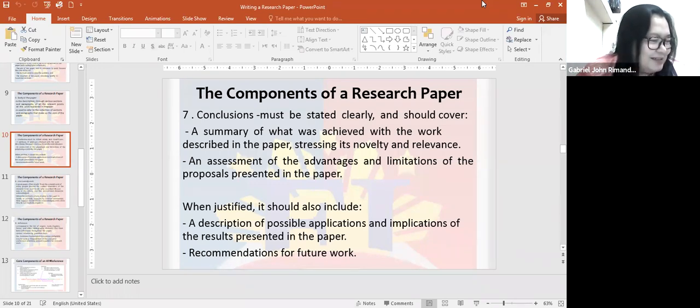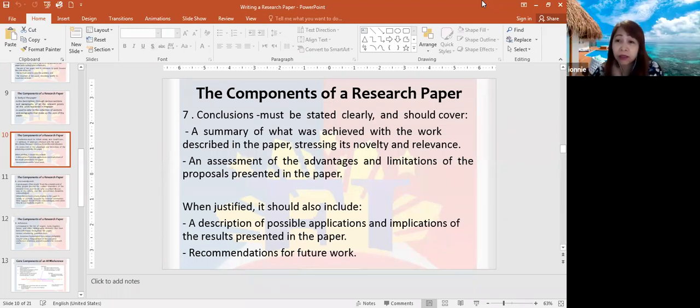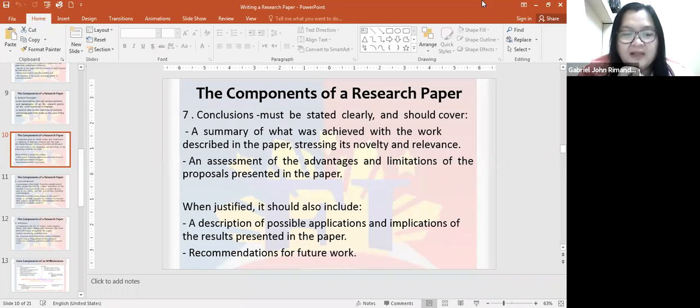So the conclusion is an assessment of the advantages and limitations of the proposals presented in the paper. You have to identify your research questions, and the research questions have to be answered under your conclusion part. That means if the research questions were not answered, you failed in your research. So you have to really choose your material well, choose your methodology well, and I would suggest the respondents as well.